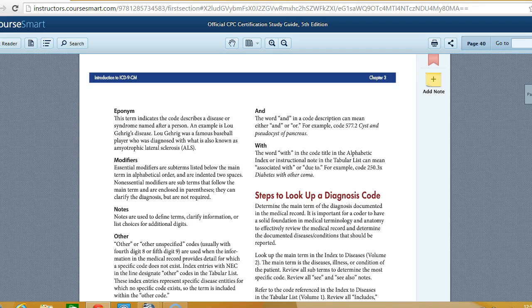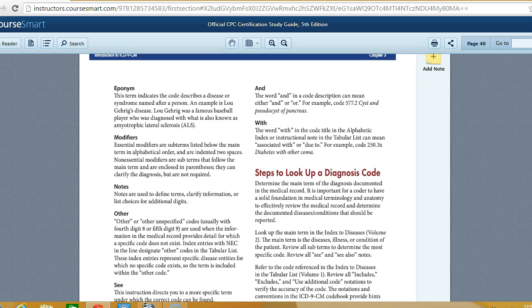Eponyms. Now you all remember eponyms are named for someone who first had the disease, discovered the disease, or discovered a cure or treatment. They are proper nouns and they are capitalized. Modifiers are two-digit little characters that tell something extra about the code, but they don't change the meaning of the code. Notes are classified up under the codes.